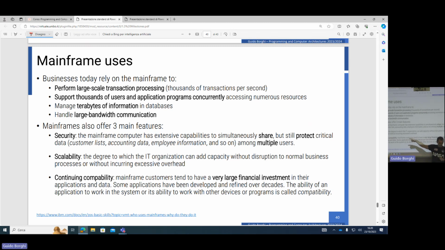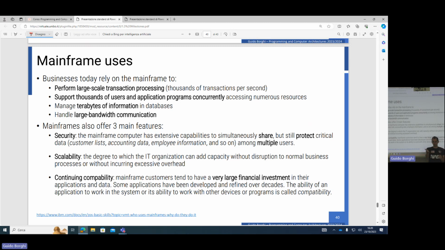And then we have continuing compatibility. You have to imagine that usually mainframe customers invest a lot of money in developing application services for mainframe, but also to buy a new mainframe. That's why some applications have been developed for the mainframe and refined over decades. We use the same mainframe for maybe one, two, three decades, a very long period.